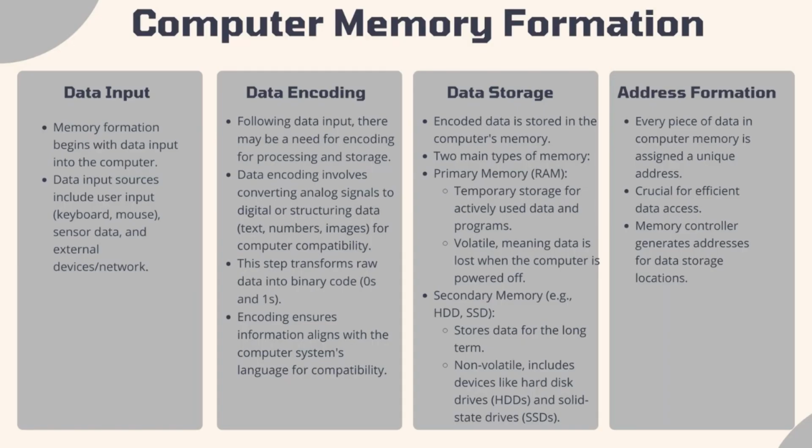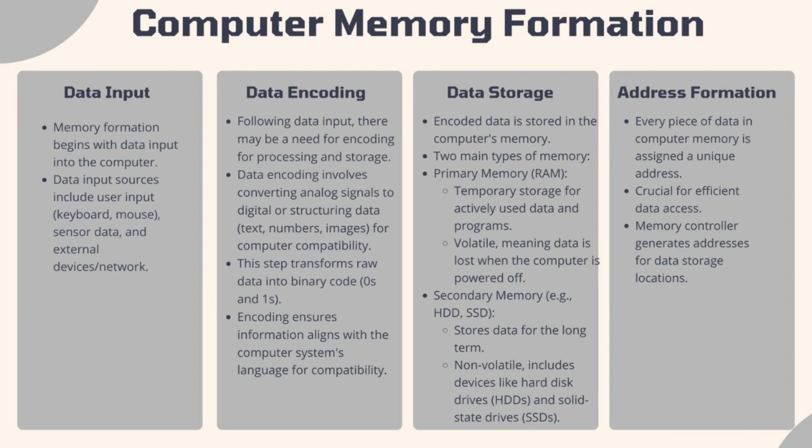Good day everyone, I'll be presenting on my part, which is computer memory formation. Computer memory formation involves taking in various types of information, like what users type or sensors detect. This data is then changed into a computer friendly form through encoding, converting it into a series of zeros and ones. The computer stores this transformed data in two main memory types, which are temporary use RAM and long-term storage, which is HDD and SSD.